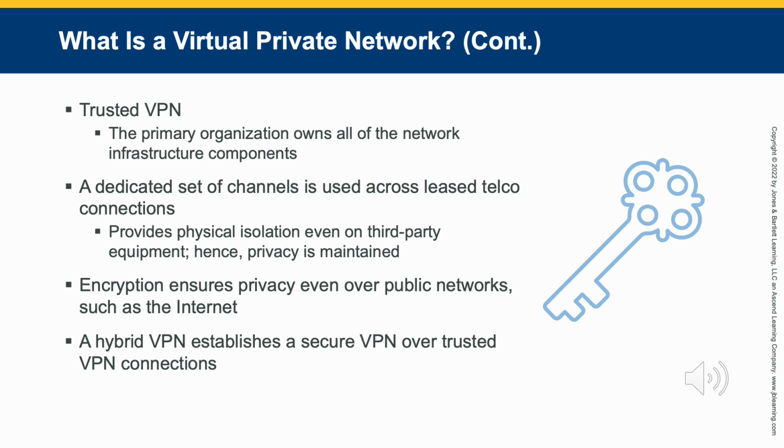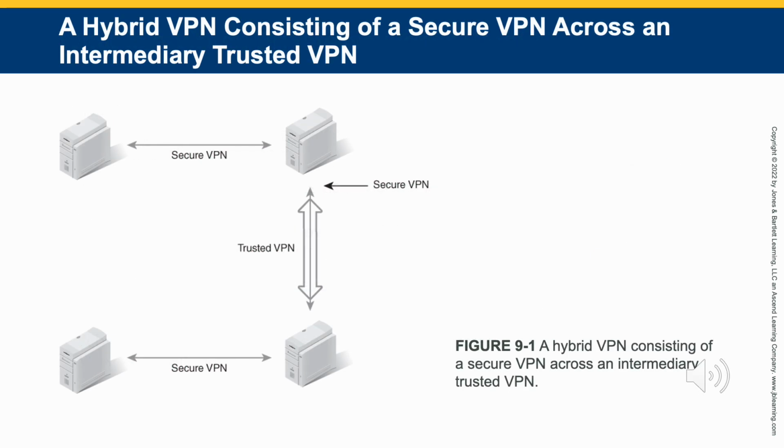Trusted VPN. The primary organization owns all of the network infrastructure components. A dedicated set of channels is used across leased telco connections, which provides physical isolation even on third-party equipment, hence the privacy is maintained. Encryption ensures privacy even over public networks such as the internet, and a hybrid VPN establishes a secure VPN over trusted VPN connections. In this diagram, we can see an example of a hybrid VPN consisting of a secure VPN across an intermediary trusted VPN.